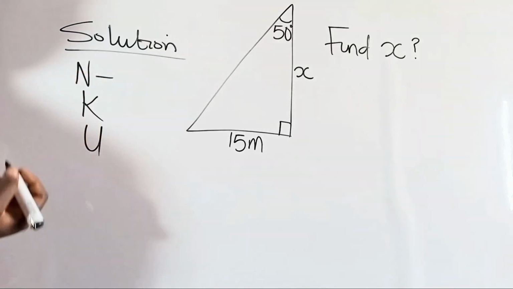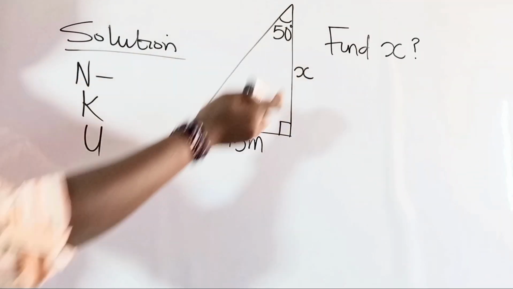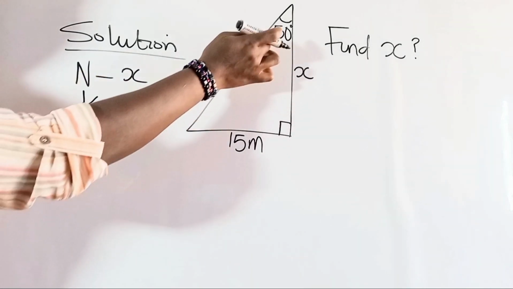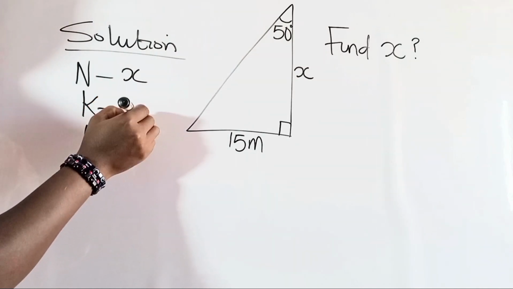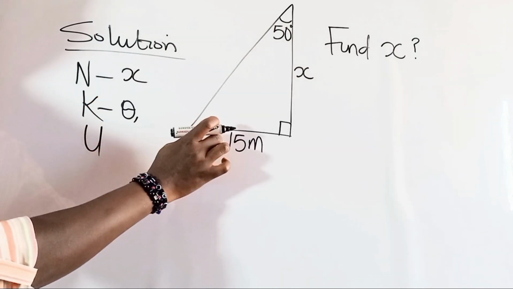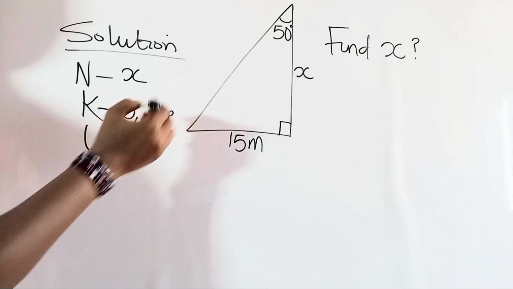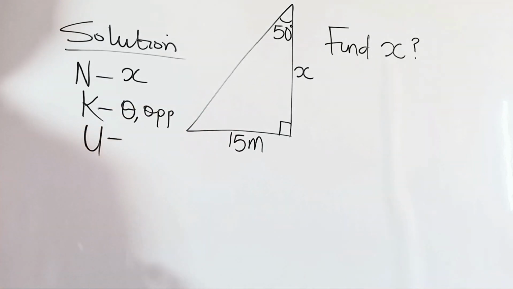Now, what do we need to find? We need to find this unknown length, which is x. Which of the parameters are given? We have a given angle, which is theta, and we have the side facing the given angle, which is usually the opposite. Now, what do we use?